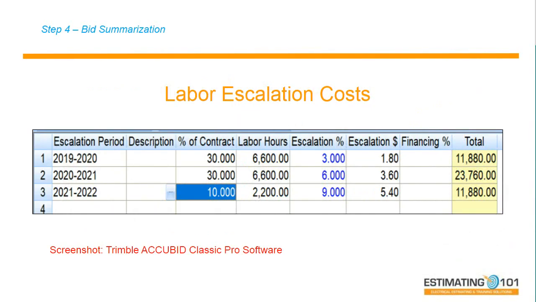Most software, this is a screenshot from Trimble AccuBid Classic software. So if you had a project that was spanning a 3-year duration, you can include your percentage of increase on your labor in your bid summary and keep your cost accurate.